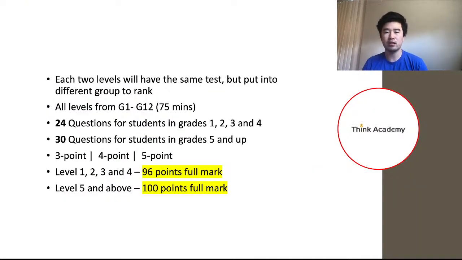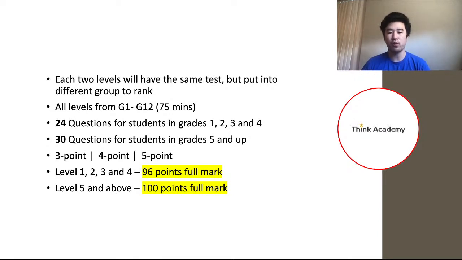Here is some information regarding Math Kangaroo. Each two levels will have the same test, but be put into different groups to rank. For example, level 1 to 2 is the same test paper. However, grade 1 and grade 2 are put into different groups for the rank. We have all levels from G1 all the way to G12. Each test is 75 minutes. Talking about time, 75 minutes can be really challenging for some lower grade students. We will have some tricks for you when you take the exam, on how you should distribute your time.